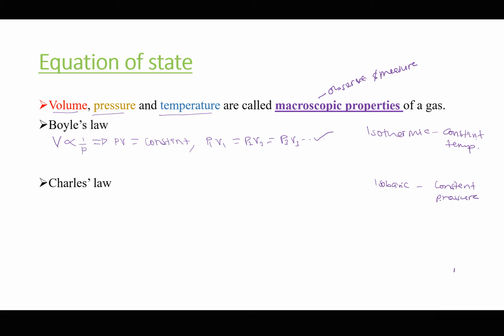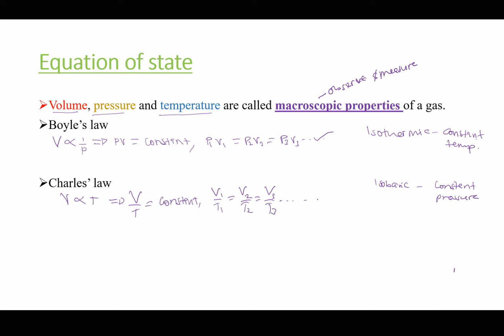So Charles tried to investigate the behavior of the volume of a gas at constant pressure when the temperature changes, and his observation showed that the volume of a fixed mass of a gas V was directly proportional to the absolute temperature, which therefore implies that V over T is equal to a constant. If we are taking a gas through several stages, then V1 over T1 equals V2 over T2, which equals V3 over T3, and so on and so forth.